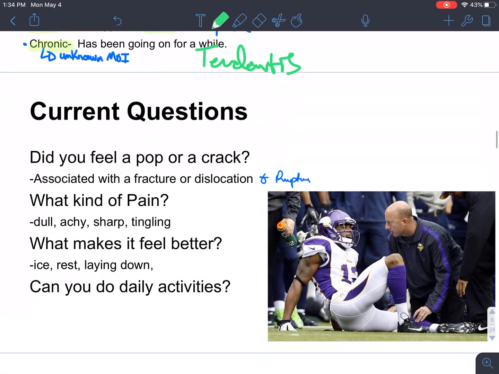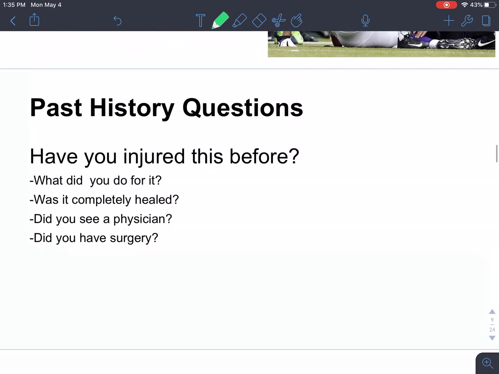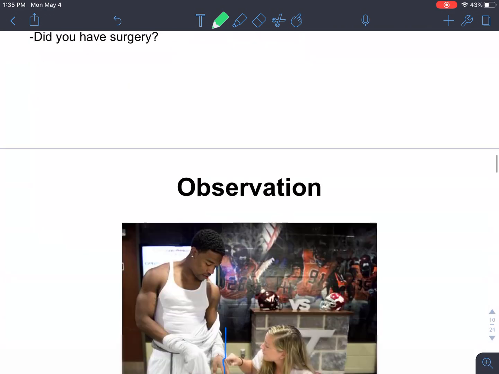That's more chronic. Other questions: did you feel a pop or a crack? Almost every time somebody's torn their ACL, if they felt a pop, their ACL is torn, right? What kind of pain? Dull could be chronic pain, sharp could be acute pain, tingling could be nerve pain. And daily activities: can they do daily activities like put their shirt on, wash their hair, that sort of thing? Past medical history is important. If the athlete's injured something before and they've re-injured it, they probably know what it feels like, what happened, and what we can do to proceed to make it better.